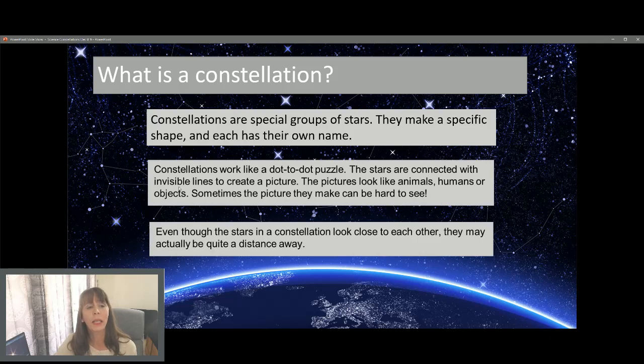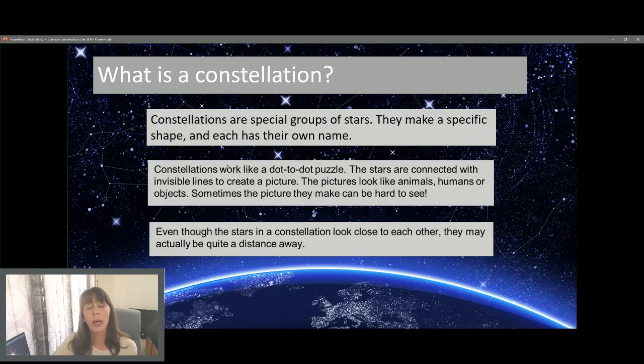So what exactly is a constellation? A constellation is a special group of stars. They make a specific shape, and each one has their own name. Constellations are a lot like a dot-to-dot puzzle. They're connected with invisible lines, so you have to use your imagination to see those pictures. And that's what people back in history did. They looked at the sky and they saw pictures and formed those dot-to-dot lines with their imagination.